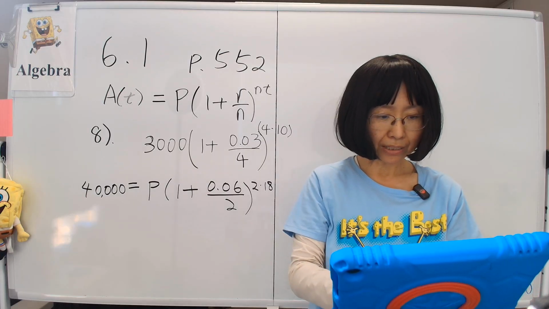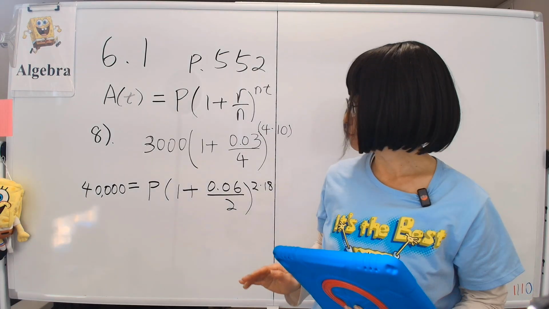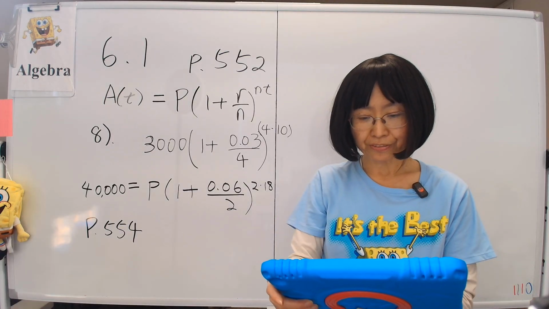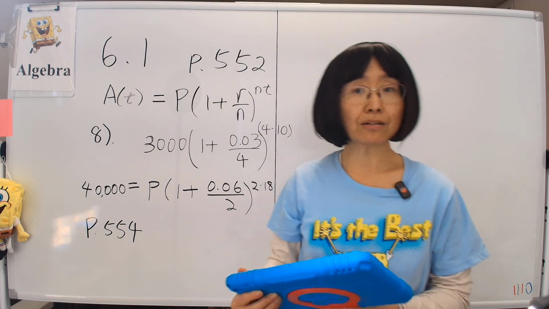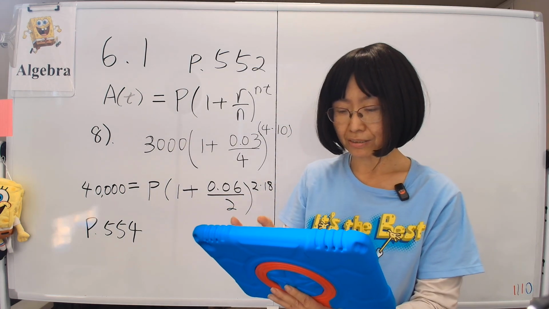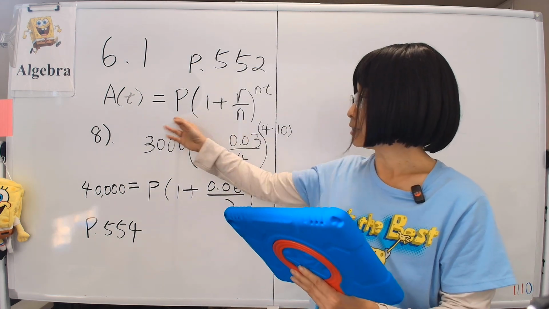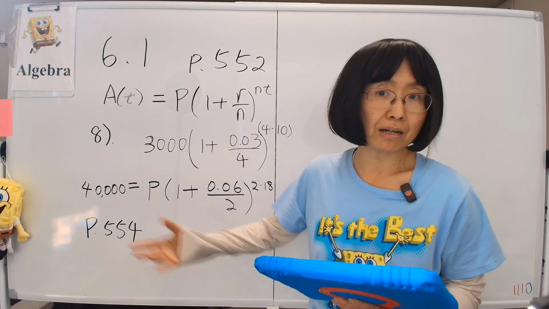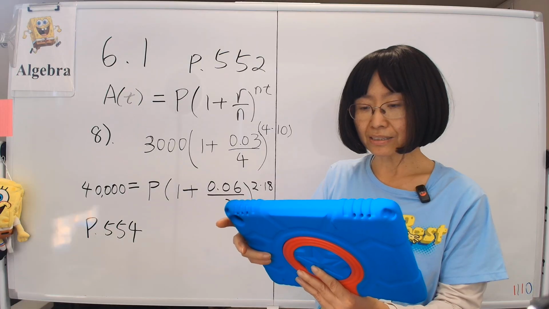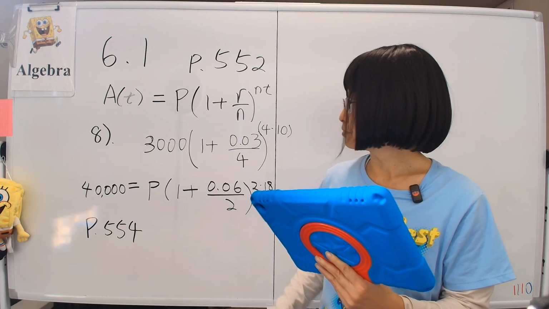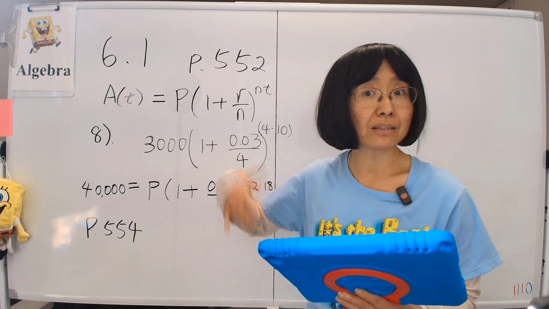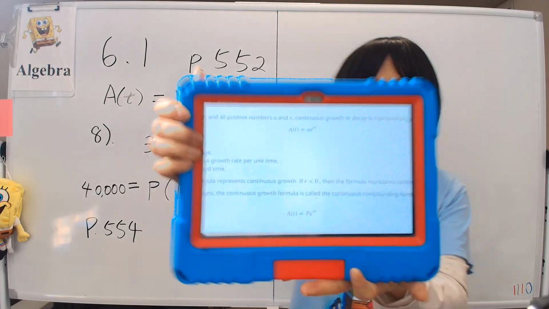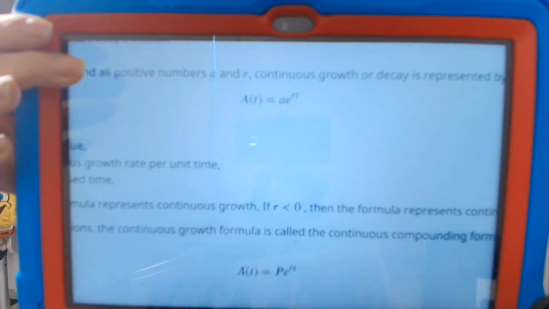We are now on page 554. At the bottom of page 554, we have another formula. We're not going to go into why the formula works, we're just going to use it. This is the continuous growth formula, which means we don't care how many times you compound it. It keeps being compounded all the time, basically, and the formula has an E in it.